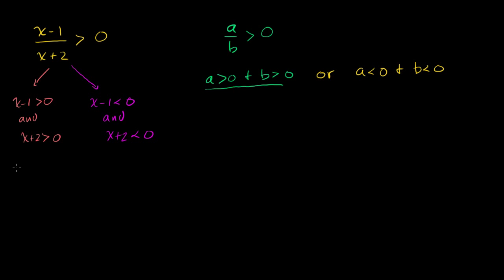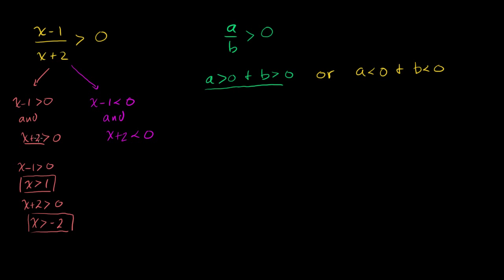So x minus 1 greater than 0. If we add 1 to both sides of that, we get x is greater than 1. And if we do x plus 2 greater than 0, if we subtract 2 from both sides of that equation, we get x is greater than minus 2. So for both of these to hold true, x has to be greater than 1 and x has to be greater than minus 2, right?